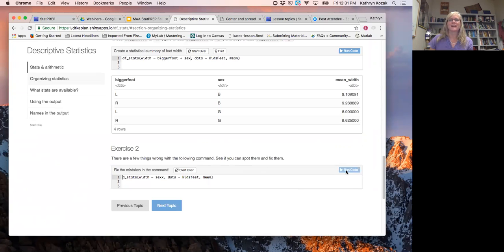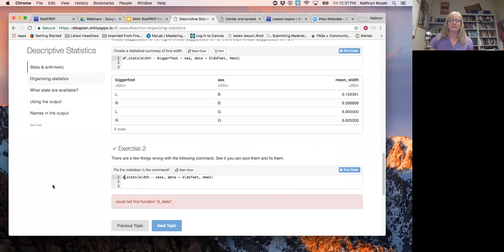If we run this code exactly as it is, it'll say it can't find this. So you can see, hey, I might have missed something here. Remember, it's not just D, it's data functions, so it's DF and then stats. So now let's see what happens when we fix that mistake. Now it says it can't find kids' feet. So we see, oh, kids' feet is supposed to be capital, so we're going to go ahead and capitalize that. And then, oh, and feet was capitalized also. So you've got to be very careful about how things are capitalized.